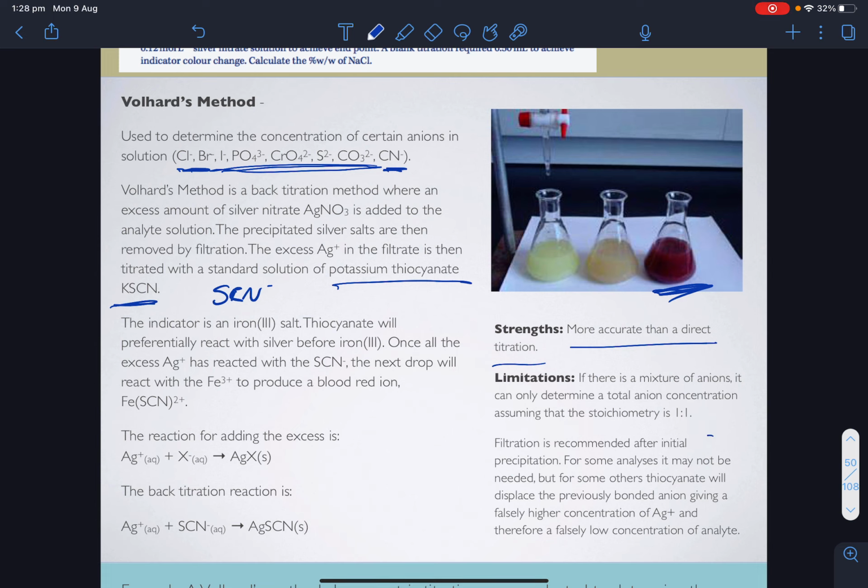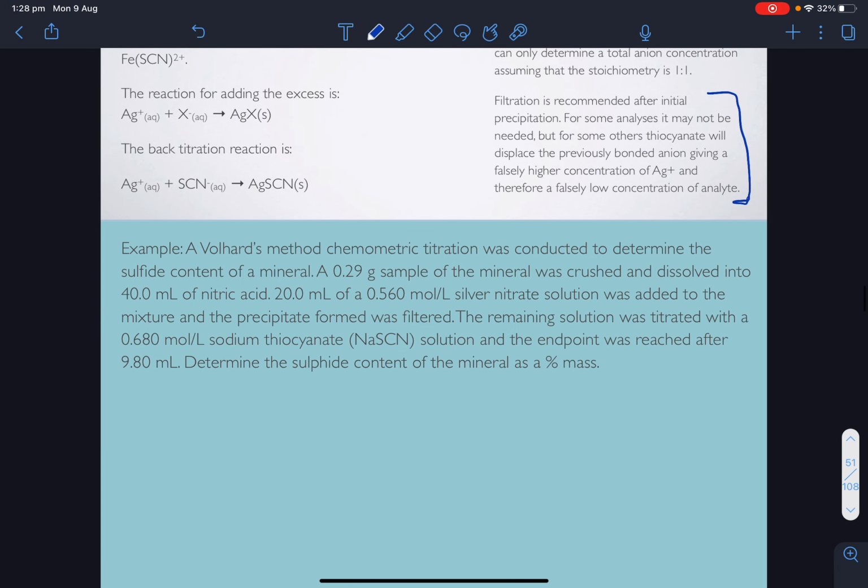You need a filter after the initial precipitation. For some it may not be needed, but for some others the thiocyanate will displace the previously bonded anion. Going into a lot of detail here that we probably don't need, but it's a back titration, and let's do a problem.